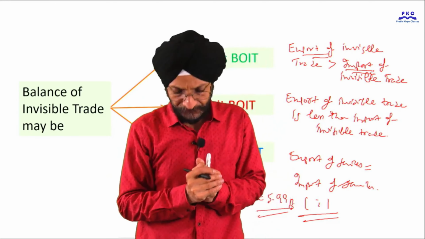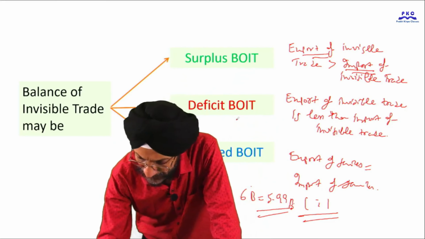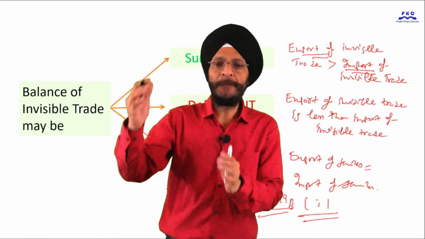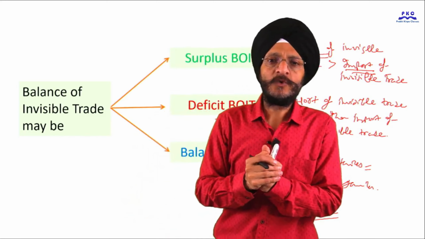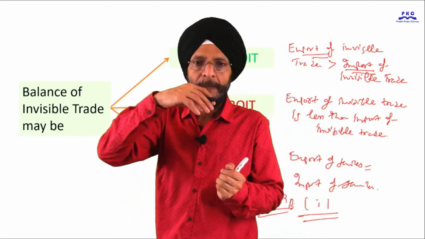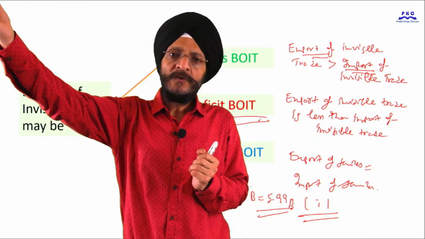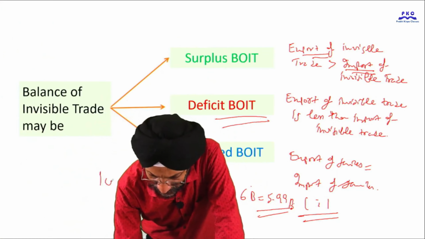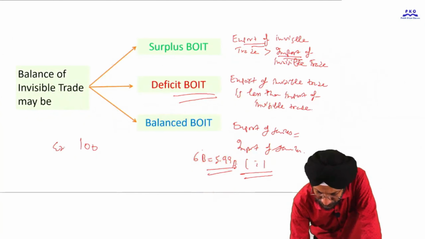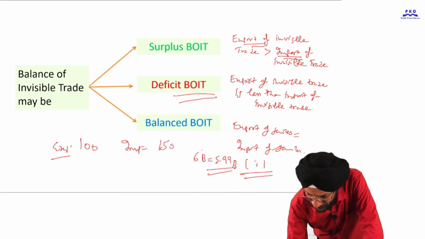On the other hand, if a country is having deficit balance of invisible trade, that is, imports are more in comparison to exports, it will have to pay foreign exchange to the rest of the world for the imports. It means that suppose exports are 100, whereas imports are to the tune of 150. So what is the difference?